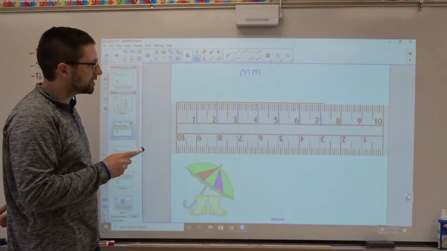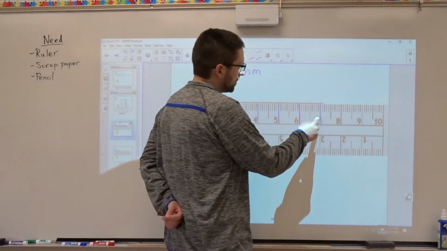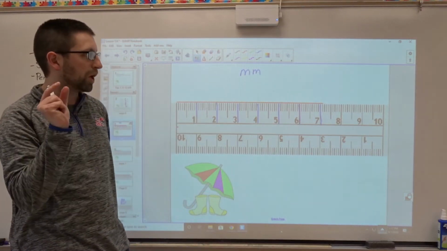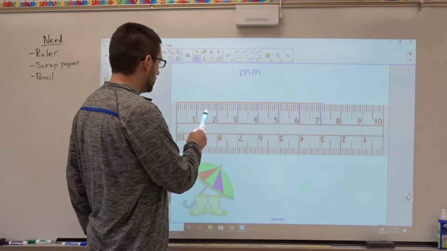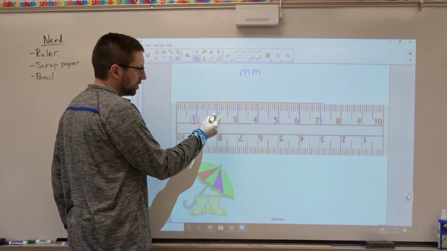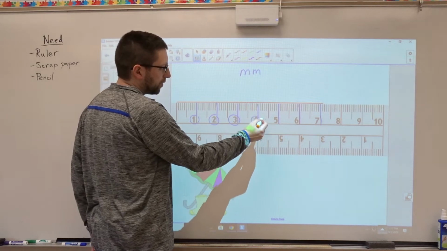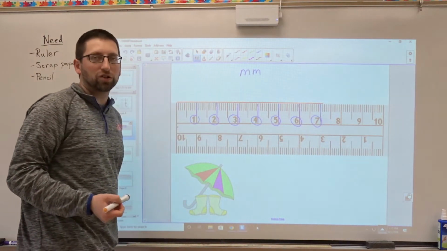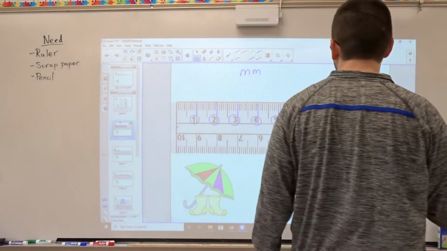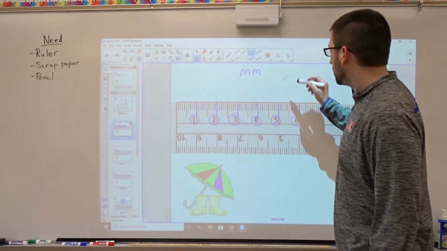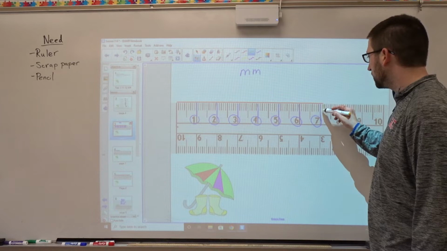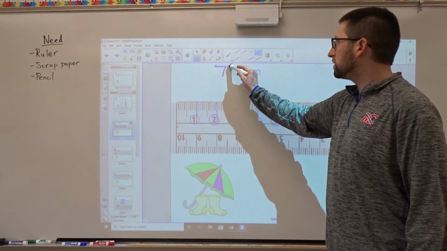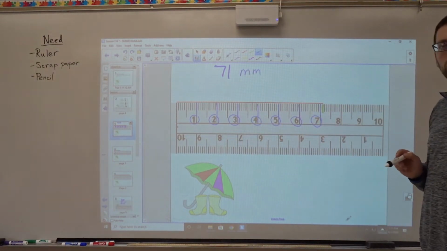Well, when it is longer than this, and it doesn't end right on a line here, I'm not going to want to use centimeters. I want to be more precise. I want to be more accurate with my measurement. So I know that it's 10, 20, 30, 40, 50, 60, 70 millimeters long for sure, but it's a little bit longer than that. It goes a little bit past there. It goes to the first line after 70, and when it does that, we would say that that is 71 millimeters.